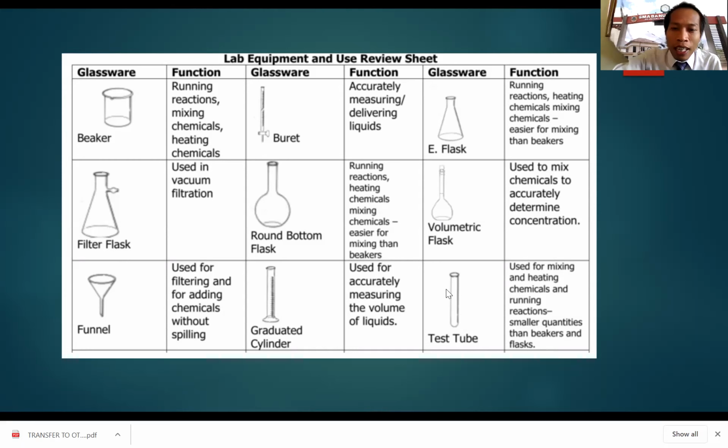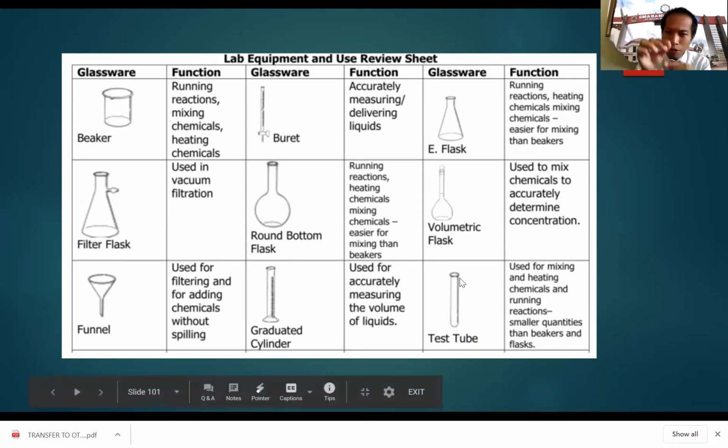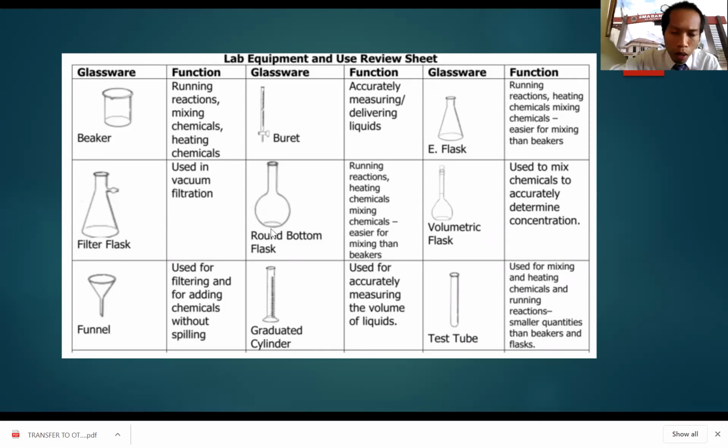Okay. Another thing, the most common one, this picture that I asked you about in the pre-test this morning, is the test tube. And the test tube is like the volumetric flask, Erlenmeyer, round bottom, and beaker. It is also used for mixing the substance, heating the chemical, and running the reaction. But the difference is, the test tube is smaller. It's very small. If you compare it with the volumetric flask, Erlenmeyer, round bottom, and beaker, the test tube is very, very small.